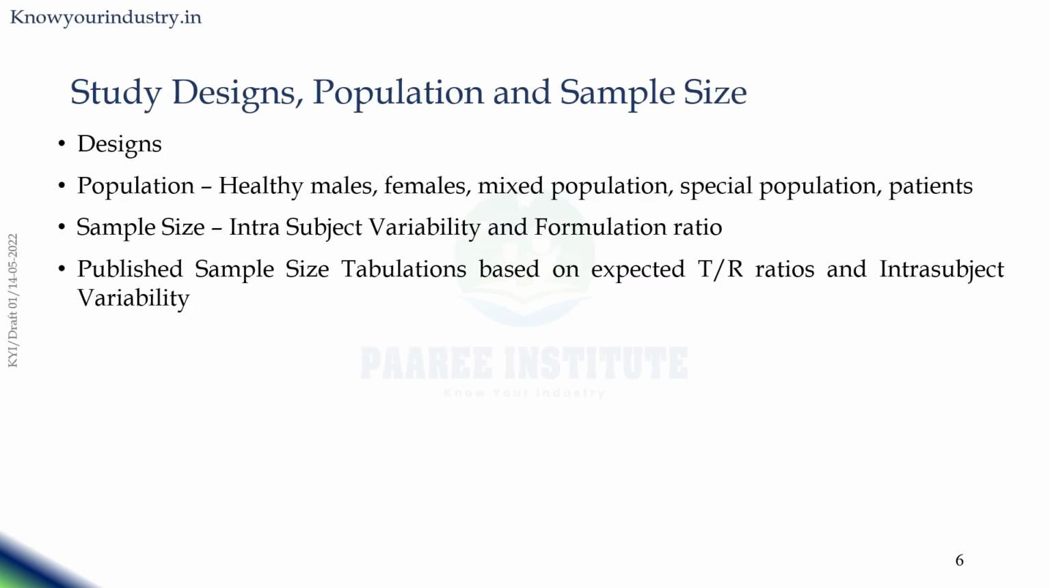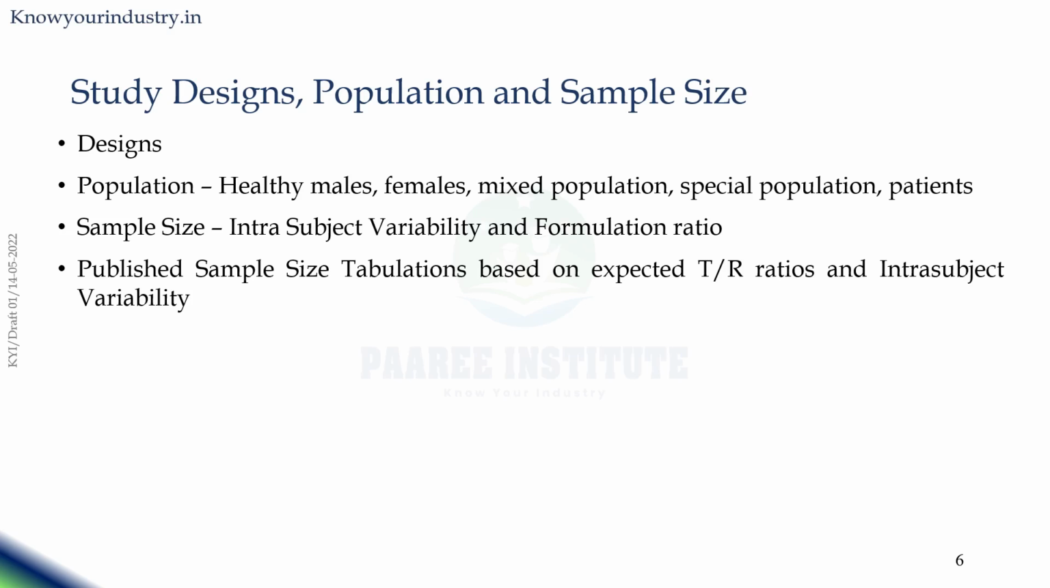Now the study designs, population and sample size. So the study designs, as I explained before, balanced, randomized, two-way crossover, two sequence, two period study, all those things need to be defined. Then the population, whether it is healthy males, females, mixed, like males and females taken together, or special populations, or patients.